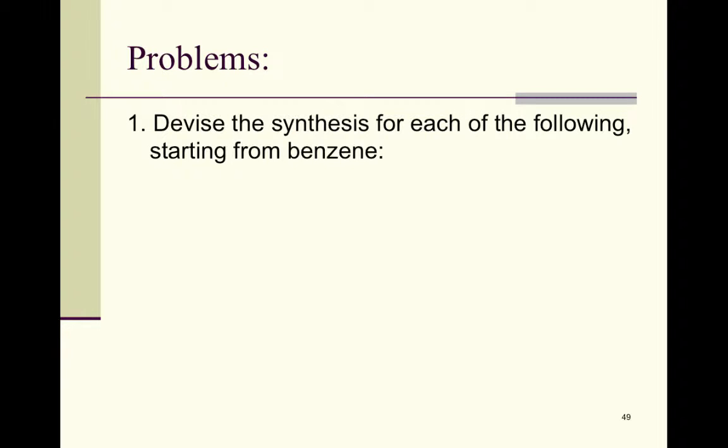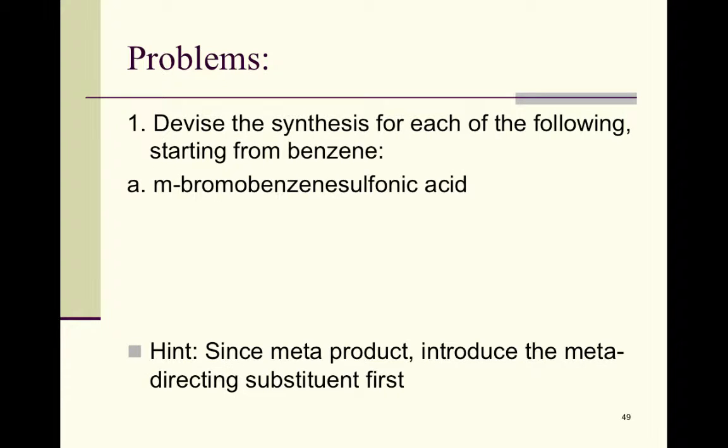Problems. Devise the synthesis for each of the following, starting from benzene. What we're going to be doing is we're going to have a multiple step synthesis where we're going to start with benzene and we're going to have a disubstituted product. The first question asks us to synthesize meta-bromobenzene sulfonic acid.